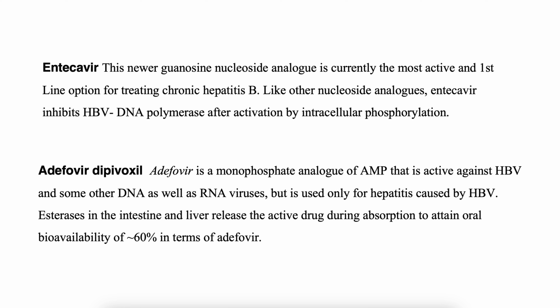Entecavir is an anti-hepatitis B drug. This newer guanosine nucleoside analog is currently the most active and first-line option for treating chronic hepatitis B. Like other nucleoside analogues, Entecavir inhibits hepatitis B virus DNA polymerase after activation by intracellular phosphorylation.